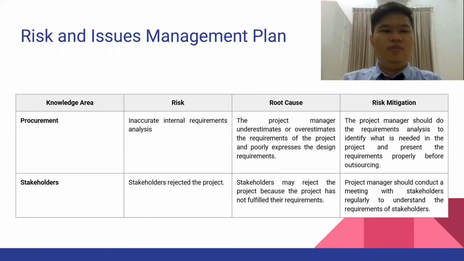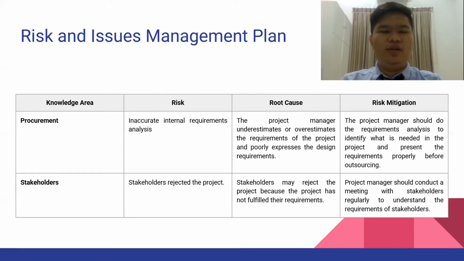And next is procurements. And the risk is inaccurate internal requirements analysis. And the root cause is the project manager underestimates or overestimates the requirements of the project and poorly expresses the design requirements. And the risk mitigation is the project manager should do the requirements analysis to identify what is needed in the project and present the requirements properly before outsourcing.